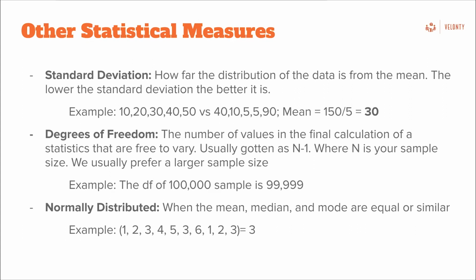Most likely people will use the sample size, or say the sample is small. So if a sample is 100,000, the degree of freedom is basically 99,999. It's just n minus one. Degree of freedom is like how free are we to vary in your result?